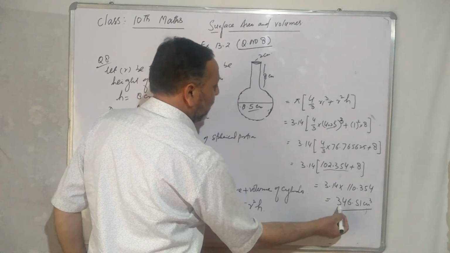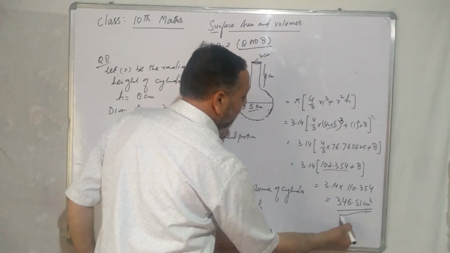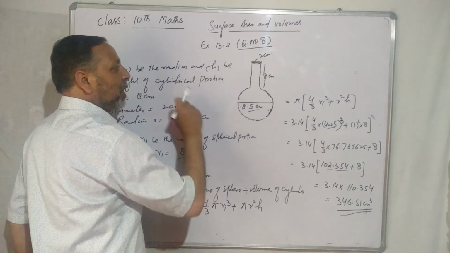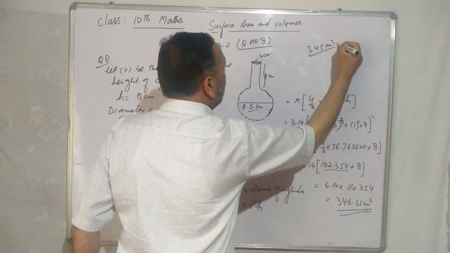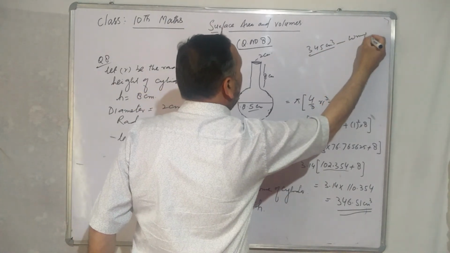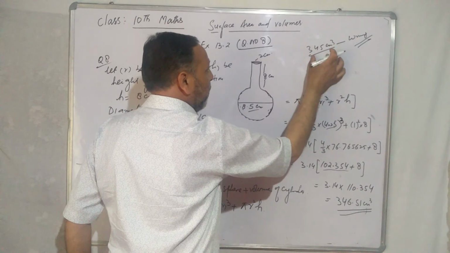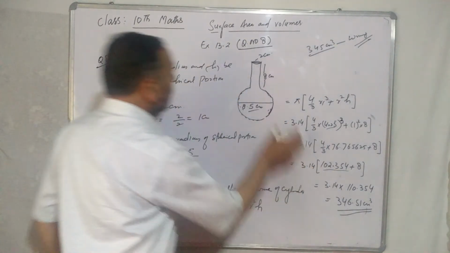When we multiply it, we get 346.51 cubic centimeters. This is the correct answer. And the answer which the child has calculated was 345 cubic centimeters. Therefore, that answer is wrong. Now, the correct answer is 346.51.